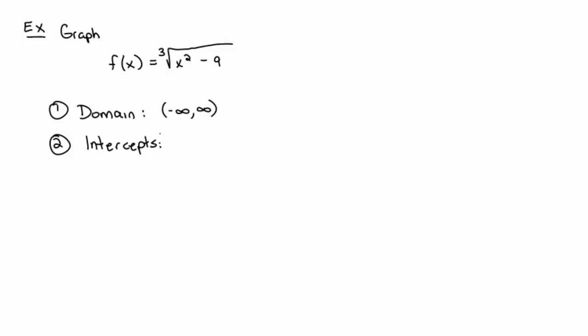And so the intercepts for this function, well, I know that when I input 0 to the function, I get the cube root of negative 9. And you could simplify this if you want to, but I'm just going to write that as a negative cube root of 9. I don't know what the cube root of 9 is offhand, but I can at least write that. So that is the y-intercept.